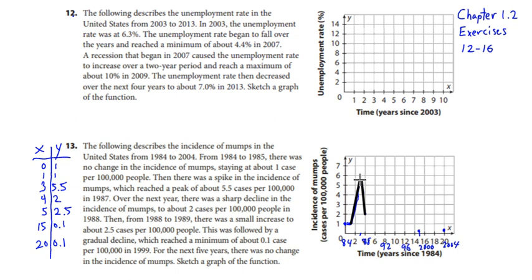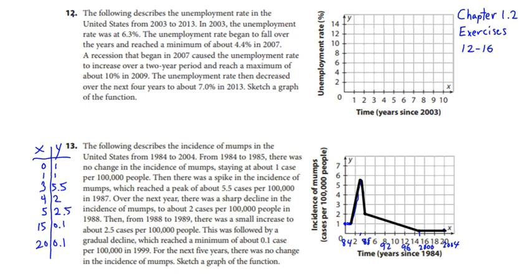There we go. And then we had the gradual decline, and it could kind of curve, or it could be a steep decline. I'm just going to make it a straight decline to the year 1999, and finally going flat for the last 5 years. And there we have it. So that's basically what it looks like.